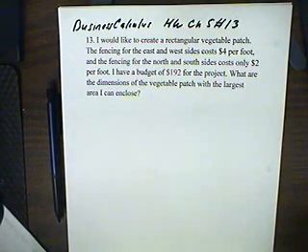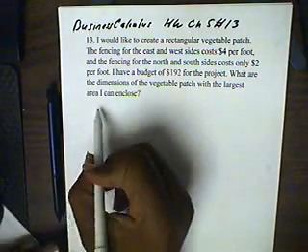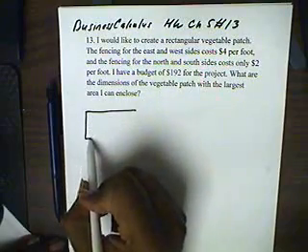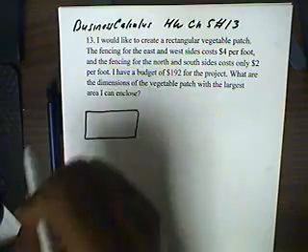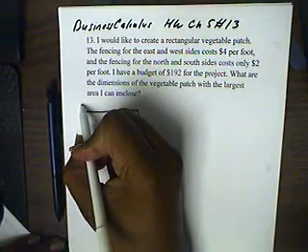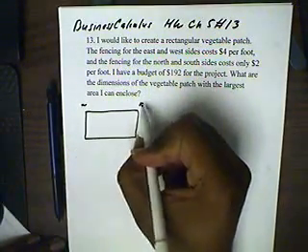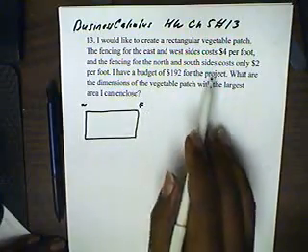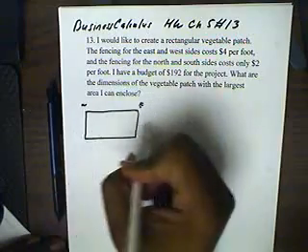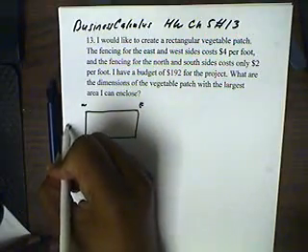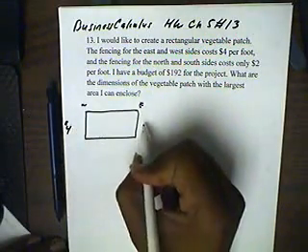Business Calculus, homework from Chapter 5, number 13. I would like to create a rectangular vegetable garden. So let's create a rectangular vegetable garden. Okay. And the fencing for the east and west side, this is the west side, and this is the east side. The fencing for those two is going to cost me $4 per foot. So to make this side and this side, it's going to be $4 every foot.